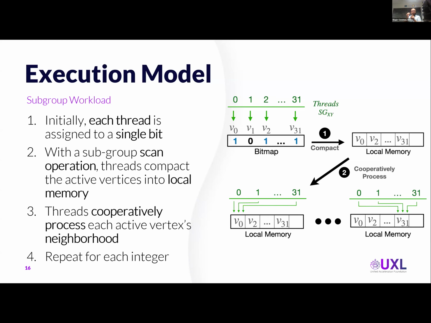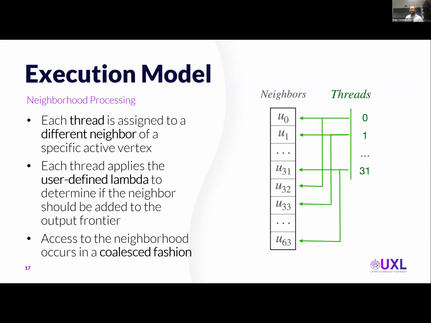Why? Because in SYCL, we have this group algorithm that allows you to perform, for instance, a very fast scan operation within a subgroup, and the subgroup here matches the size of the integer. This allows threads to cooperatively process each vertex neighborhood in parallel. This is a low-level optimization, but it shows that we exploit the SYCL 2020 group algorithm.